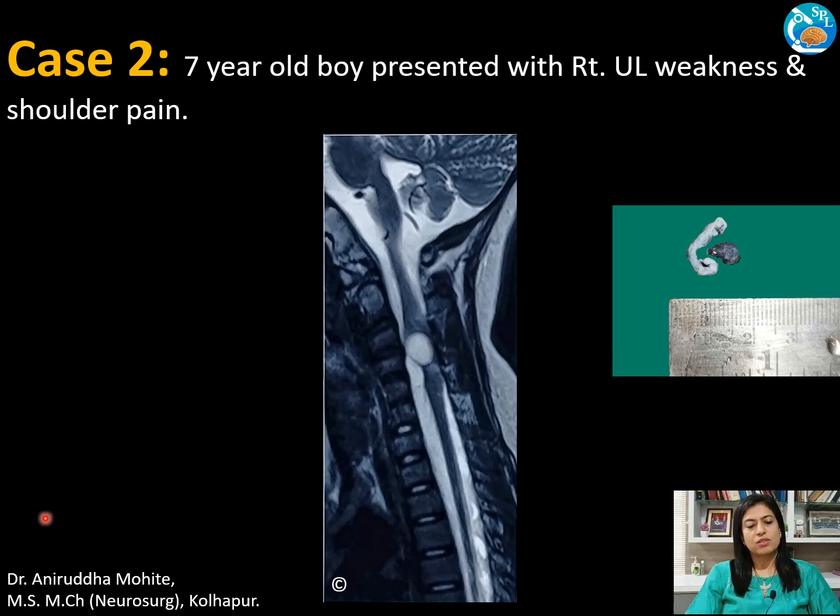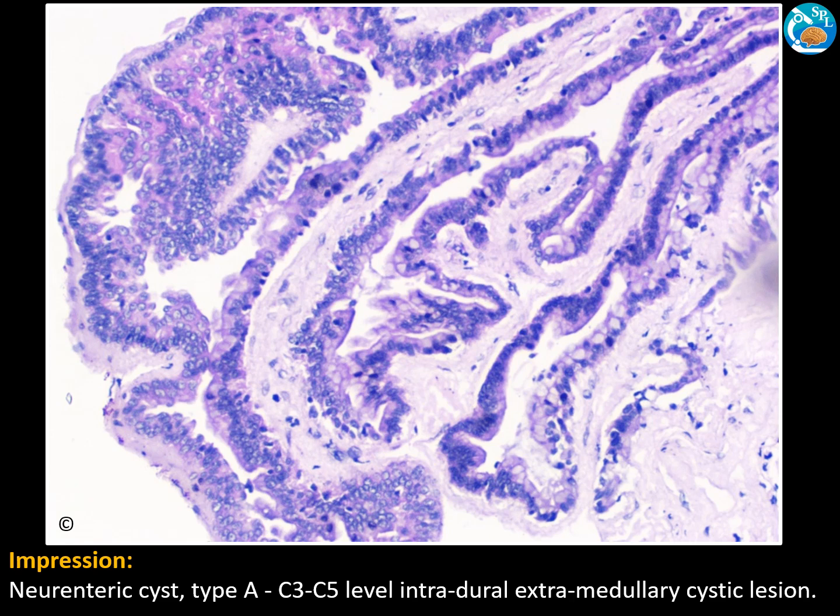Now this case was operated by Dr. Aniruddha Mohite, neurosurgeon from Kolhapur. The histopathology again was very typical. It was a neurenteric cyst type A, and you can see this is a cyst wall lined by tall columnar mucin secreting epithelium at places showing hobnailing with basally located nuclei, and the cyst wall is fibrocollagenous and showed no presence of any other structures like glandular structures or other lymphatic channels. So this is again a neurenteric cyst type A.